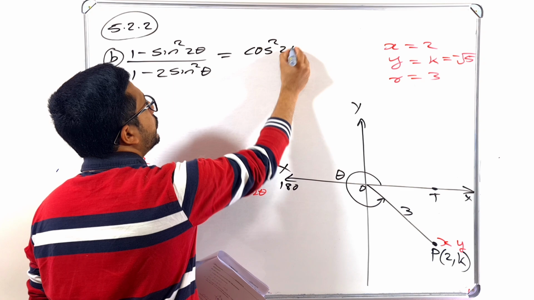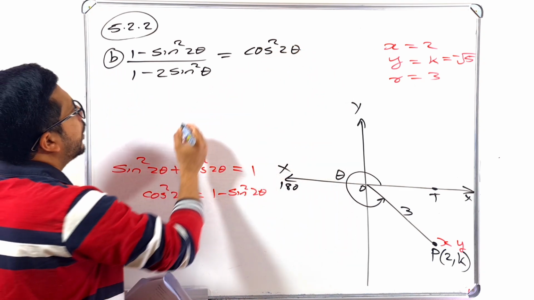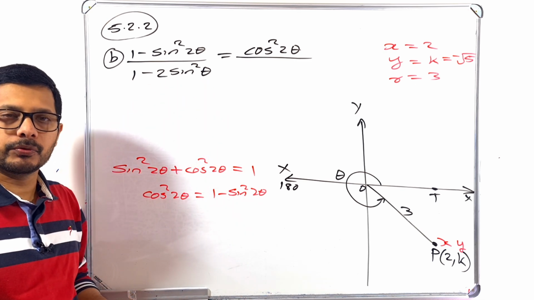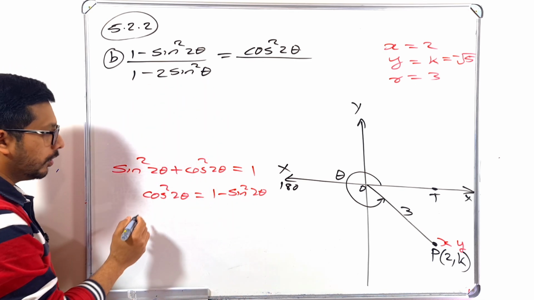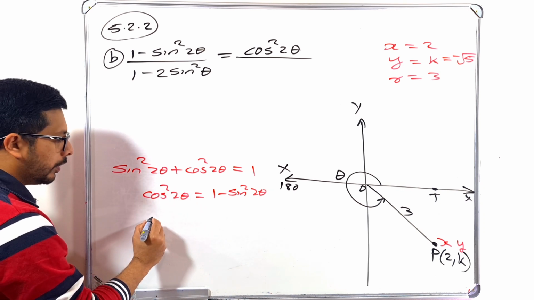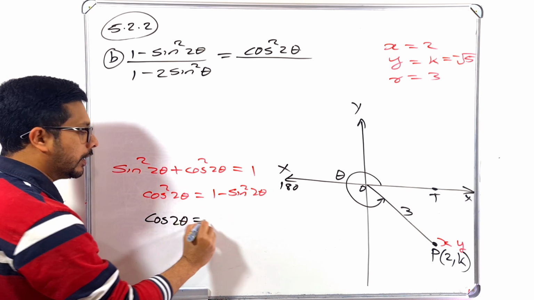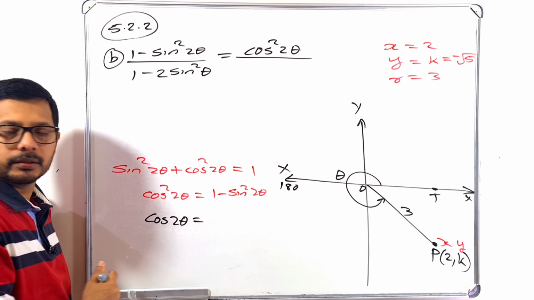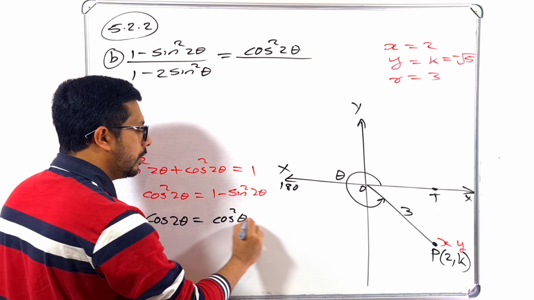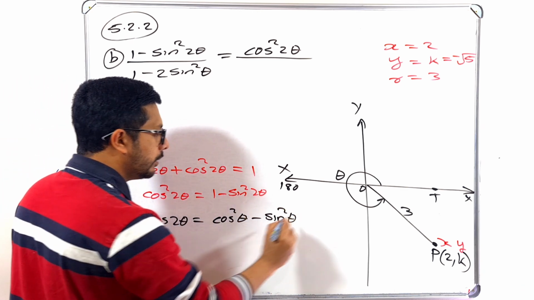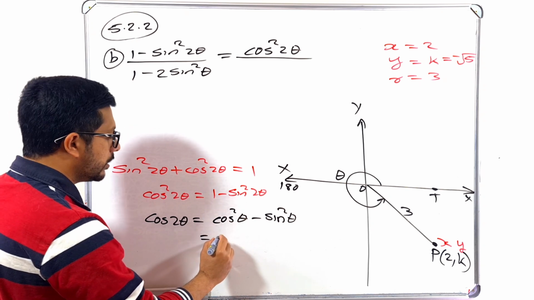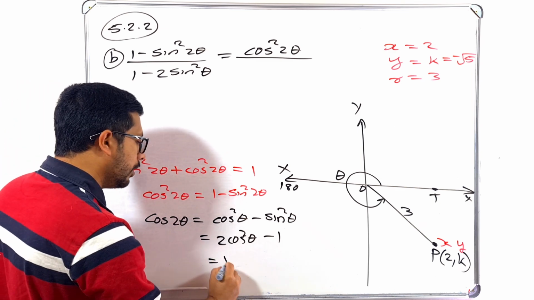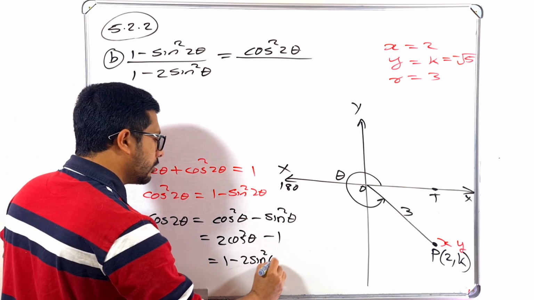Okay, so now what about the denominator? 1 minus 2 sine squared theta. Have you seen that one before? You studied the 3 identities for cos 2 theta, the double angle. Cos squared theta minus sine squared theta, either this one, or the second one is 2 cos squared theta minus 1. And the third one is 1 minus 2 sine squared theta.